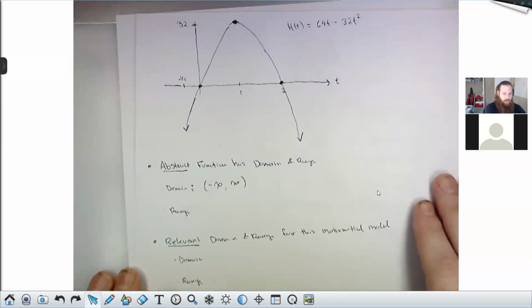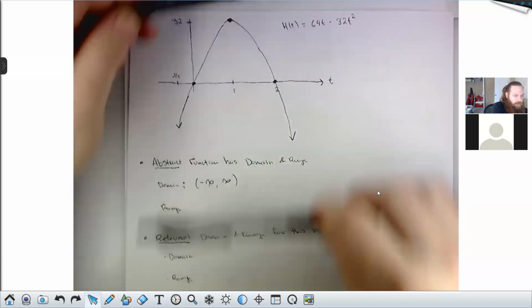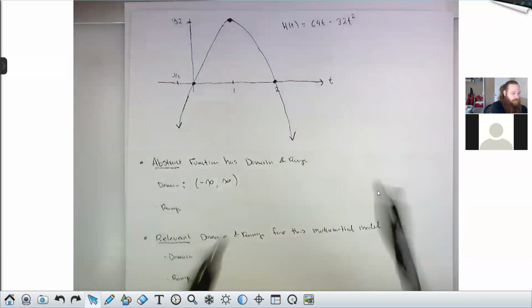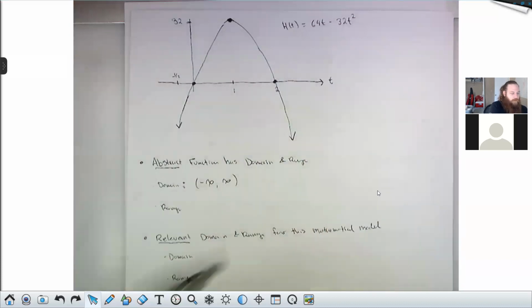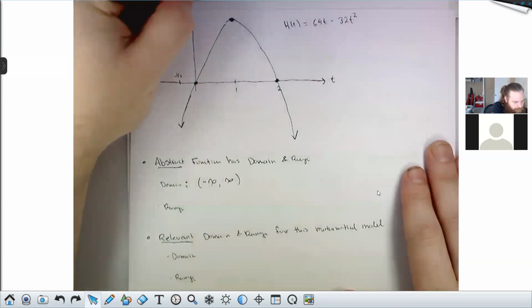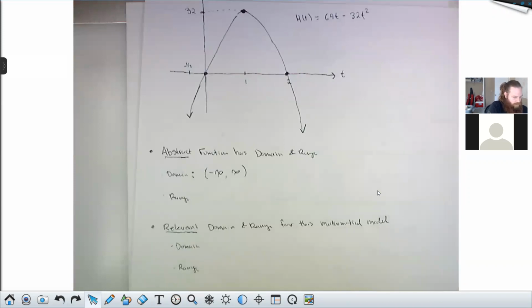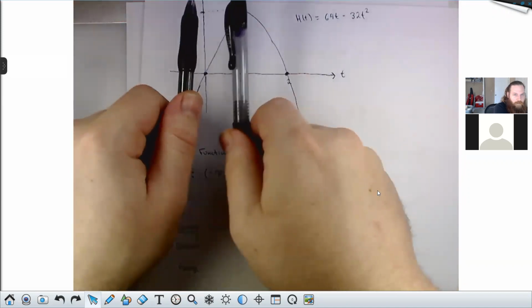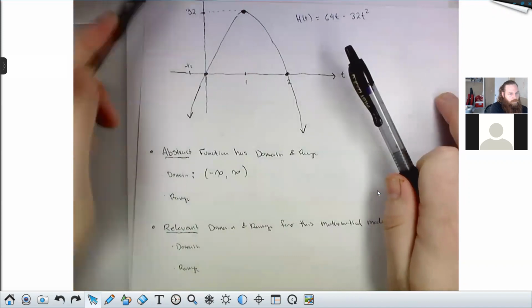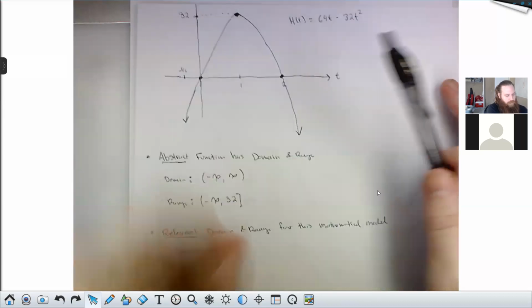The range is a little bit more interesting. Remember the game: to get the domain, you squish the graph down onto the x-axis, and everything gets hit, so that's negative infinity to infinity. To find the range, you squish the graph down onto the y-axis. So if I came in here and started smooshing all these points over, this point would get smooshed to here, and everything below him would get hit. So the range for the abstract mathematical function is everything up to 32. That's negative infinity up to and including 32.